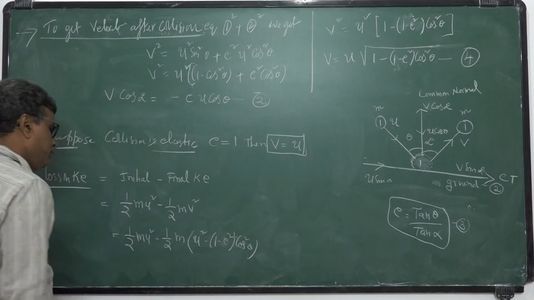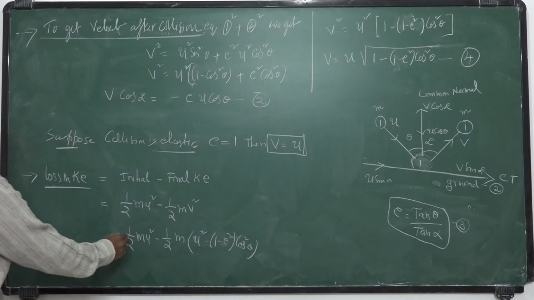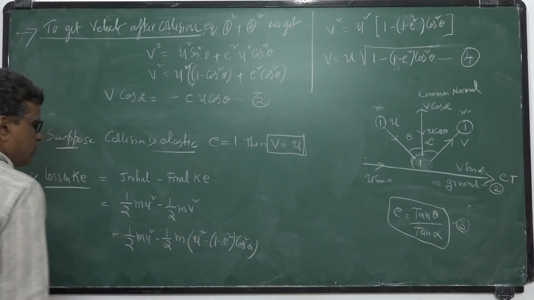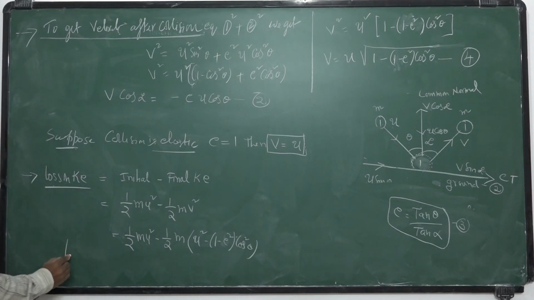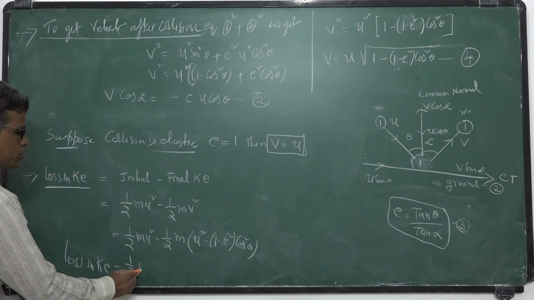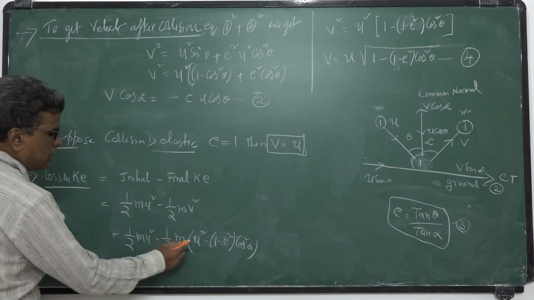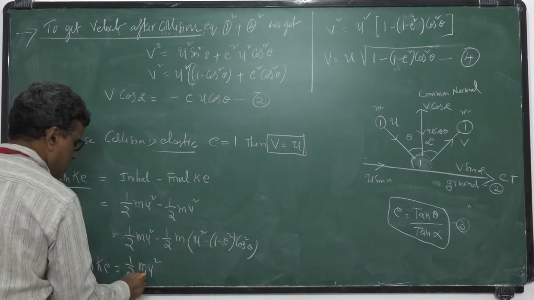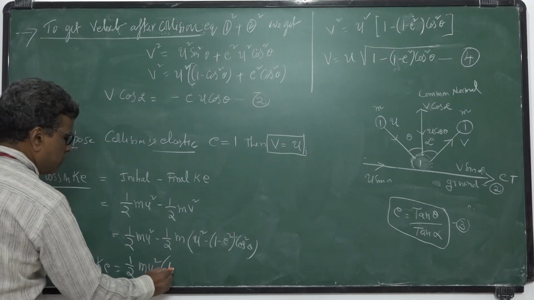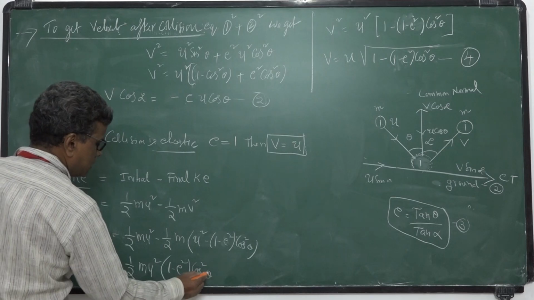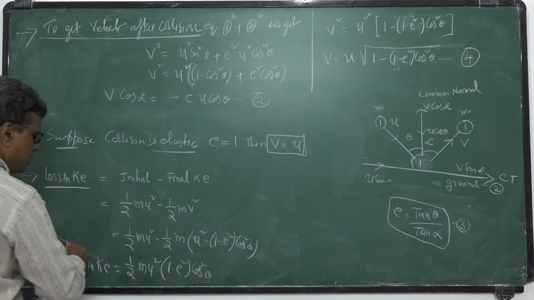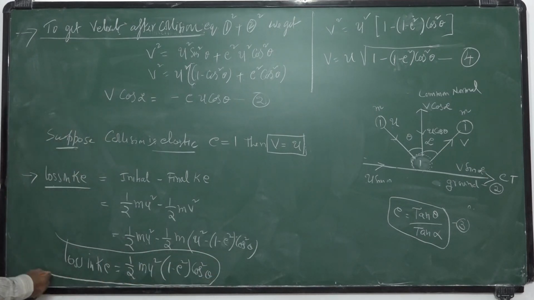Okay, so what you will get? Half m u square minus half m u square, I think they cancel. So the loss in kinetic energy is half m u square, taking it as common, minus of minus becomes plus, into 1 minus e square cos square theta. Okay, this is the answer. So this is the loss in kinetic energy.